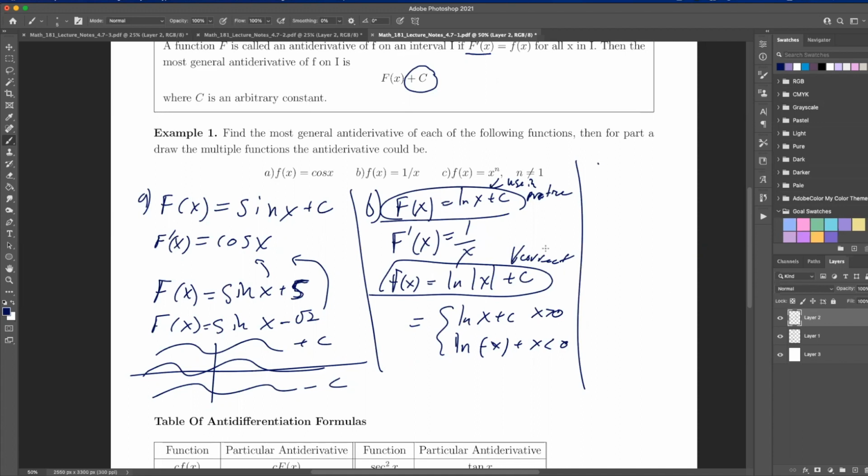Because you have to have the same domain. So this is the correct answer here. So this one's the correct one. Okay. Your book will be picky for a little while about it, so make sure to type in your absolute value.